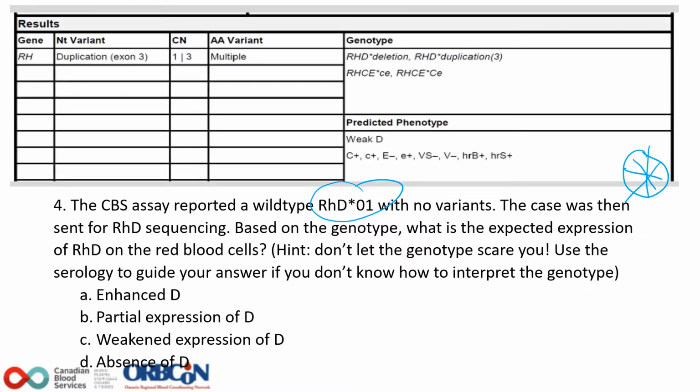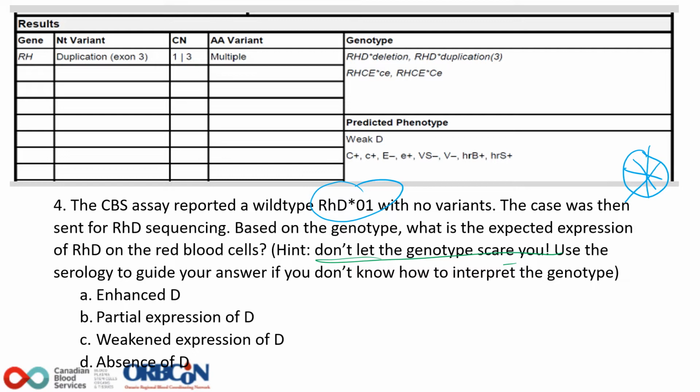So based on their genotype, what would you expect of the expression of RHD on the red blood cells? And I gave you this hint because I know many of you are not as comfortable with genotyping since it's not as common in Canada with regard to next-gen sequencing. But don't let the genotype scare you, right? Let the serology guide what it is. And with RHD and CE, and really any next-gen sequencing, you always want to fold in the serological findings back to make sure that it all makes sense.